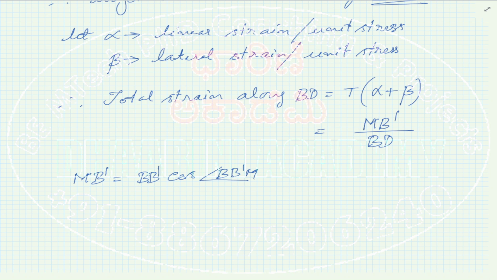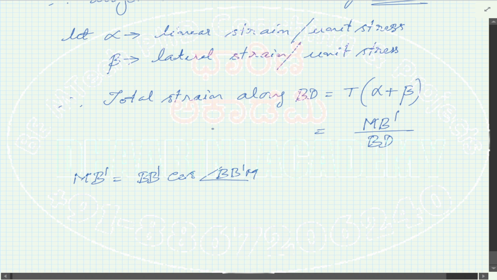So this means we can equate this as BB dash into cos 45 degrees. Cos 45 is nothing but 1 by root 2. So I can write this as B B dash by root 2, but B B dash is L. So this is L by root 2.